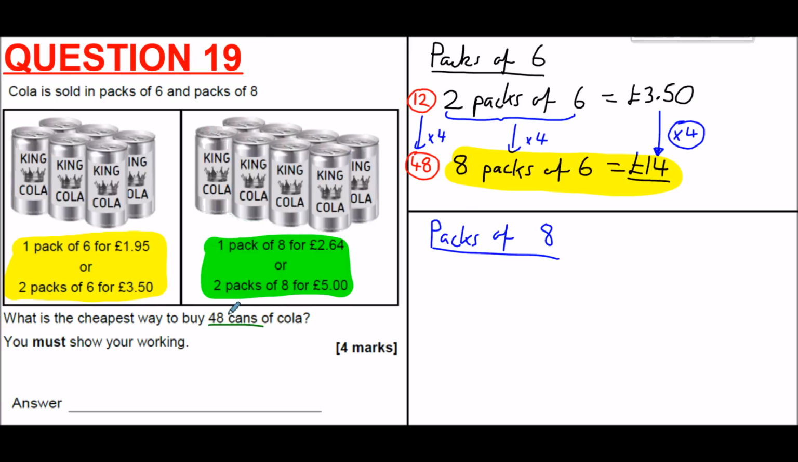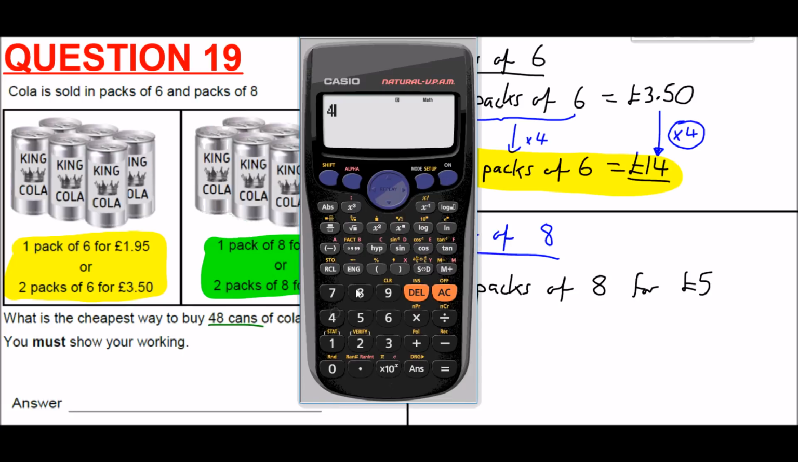So the offer for packs of 8 is we can buy 2 packs of 8 for £5. It's worth just thinking, how much would 2 packs of 8 be? 2 packs of 8 would be an 8-pack plus another 8-pack. That'd be 16 cans of cola altogether. Again though, we're interested in buying 48 cans as cheaply as we can. So how many lots of 16 would we need to get 48? Again, if you're not sure, we can always just do a division. 48 divided by 16 is 3.